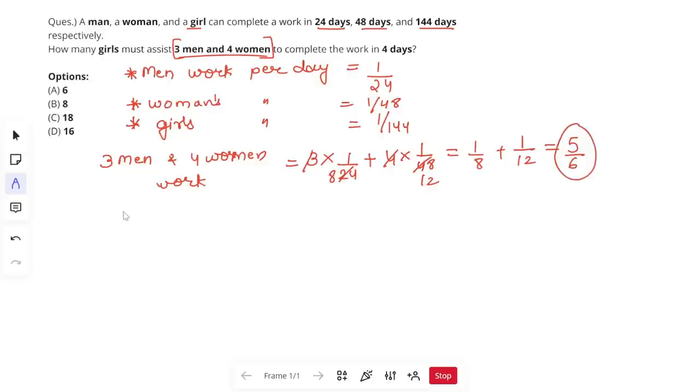To assist in the remaining work, see, total work is 1, right? So work left will be 1 minus 5 by 6, correct? 1 minus 5 by 6 is 1 by 6. So this is the work that needs to be done by girls. Let's understand how many girls will be required to complete this much work. We have already seen one girl in 1 day can do this much work, right? We have already written this above.